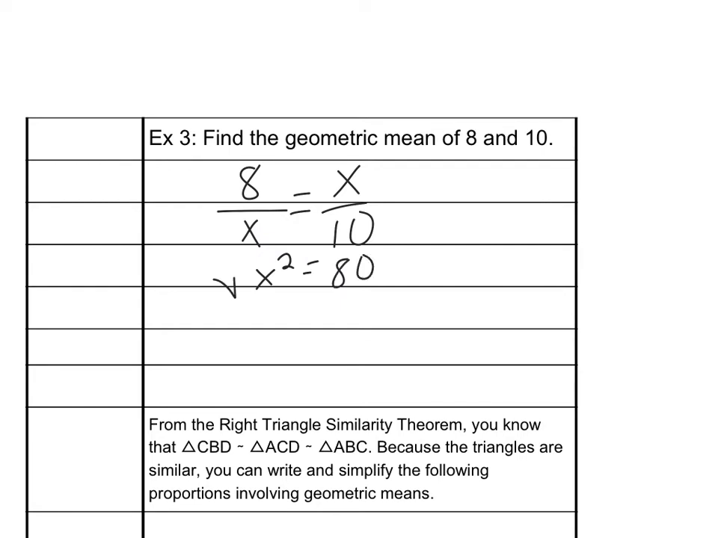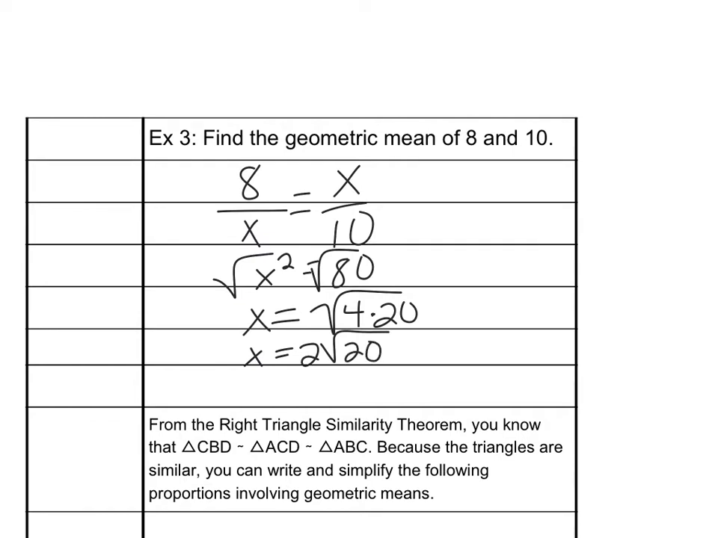And then we take the square root of both sides, and we're going to want to simplify this with the square roots. I know this was a little bit tricky for some people. So x would equal the square root of 80. We could rewrite this as the square root of 4 times 20, and I know the square root of 4 is just 2, so I'm going to pull a 2 out. X equals 2 square root of 20.